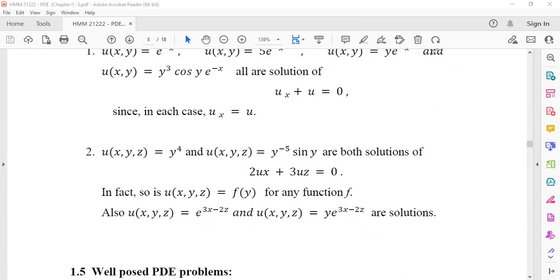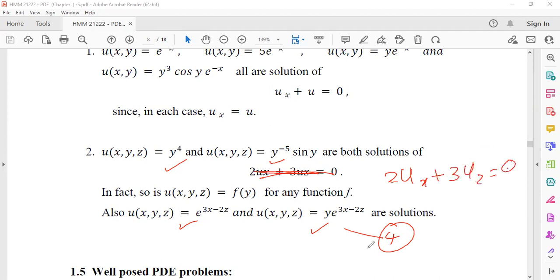Just write down whatever it says, and also try whether this is satisfying, as well as this and this. There are 4. Not always the 4 solutions; there are more than one solution. That's why they say not unique. Also write this equation correctly: 2 to the power x minus 3uz is equal to 0.